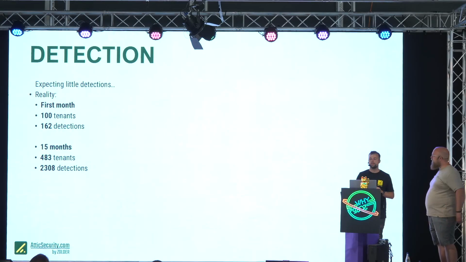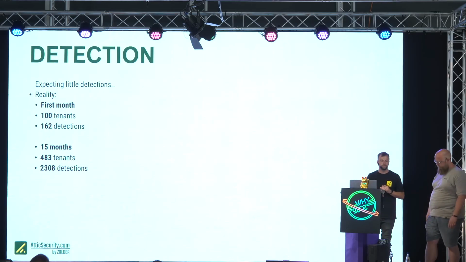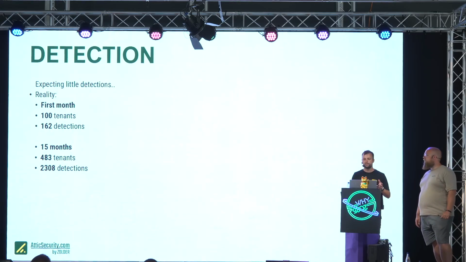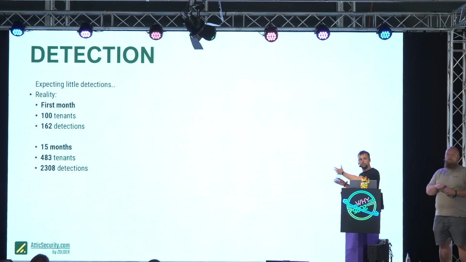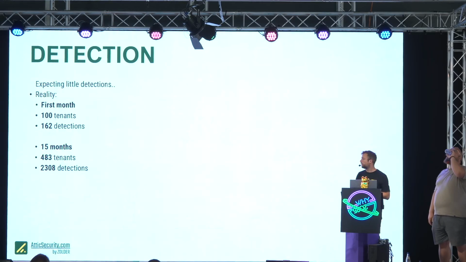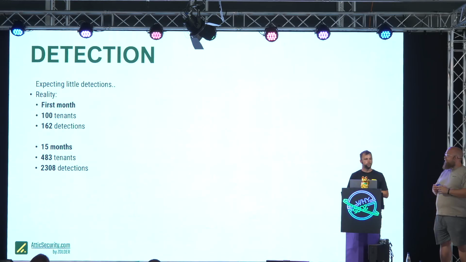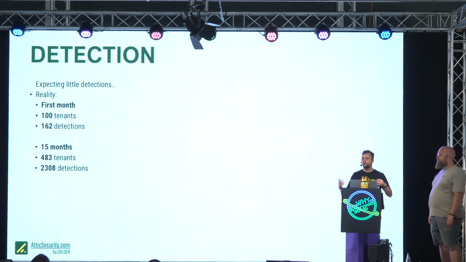At the beginning, we were not expecting much detection because we didn't know how big AiTM was. But we were pretty surprised. We developed the technique and also implemented it into our customers' tenants. In the first month, we had about 100 tenants running and about 162 AiTM detections and mitigations. We were quite surprised by the scale these attacks were performed on, because we still thought that Evilginx wasn't really used a lot yet.